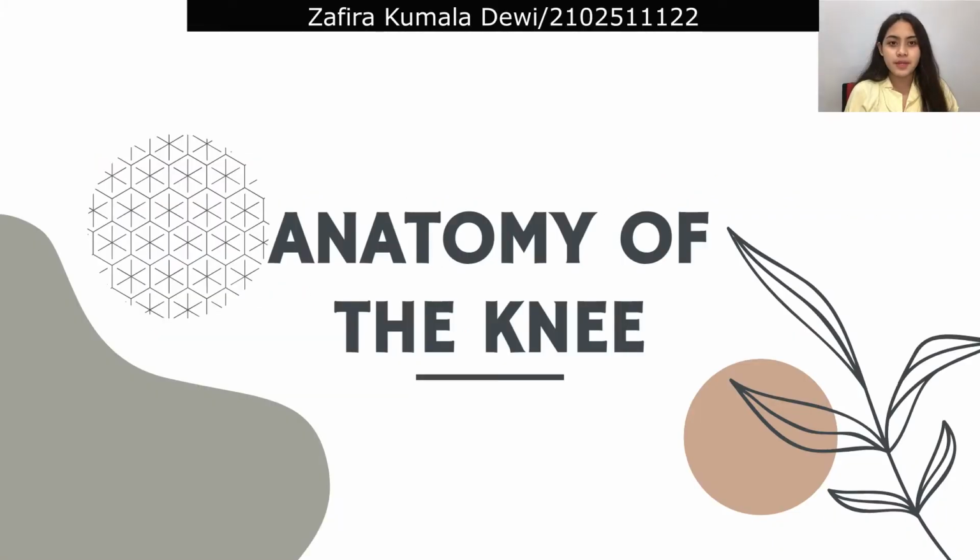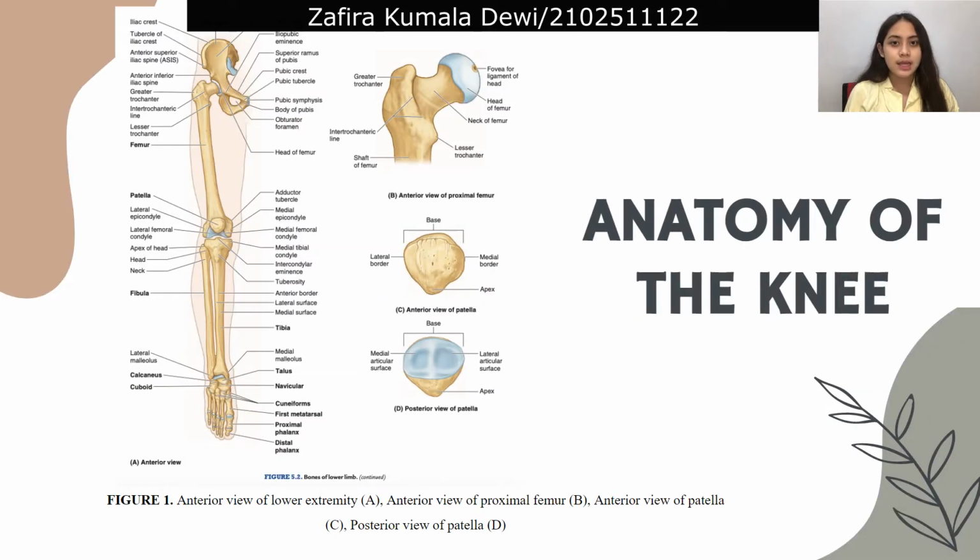Let me introduce myself. My name is Zafira Kumaladewi, with the last three digits of student number 122. Now I will explain about the anatomy of the knee. The knee is one of the most easily injured joints in our body because it bears our body weight. It is important to support our posture. Upon standing, the knee is positioned inferiorly from the trunk to maintain the center of gravity.